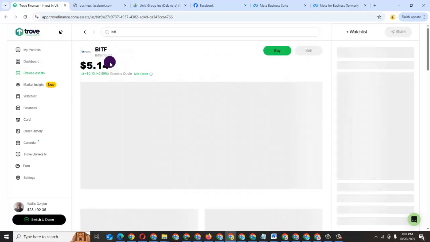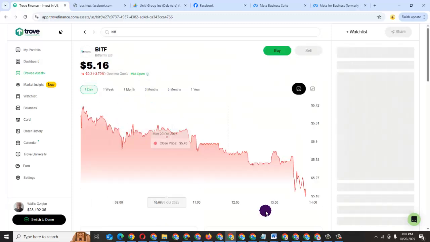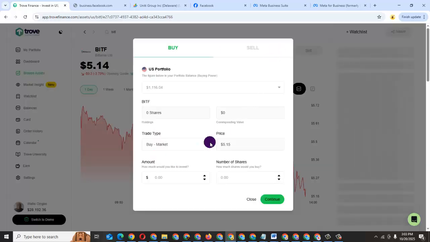Yes, this is Bitfarm. Bitfarm currently is trading at $5.16. I actually wanted it to drop to $4 plus before I get into the market. So I'm going to set my entry price, and I don't want to buy it at this price because my target is to hit above this level.